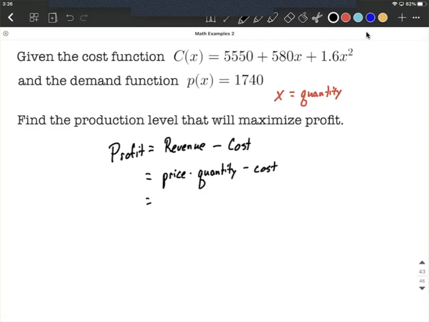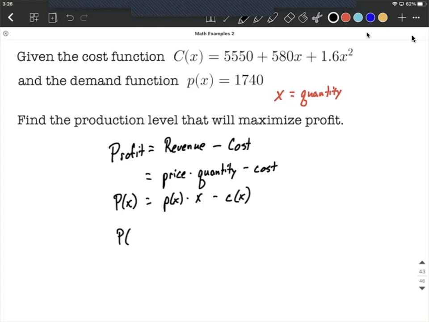So revenue is going to be whatever you're charging, price, multiplied by however many you sell. Now our price, we're given that price function, so I can say that's the same thing as p of X multiplied by our quantity, which we said was going to be X, minus our cost function, C of X. Now I'm going to go ahead and call this capital P of X for profit, not to be confused with the lowercase p of X, which was our demand function representing the price.